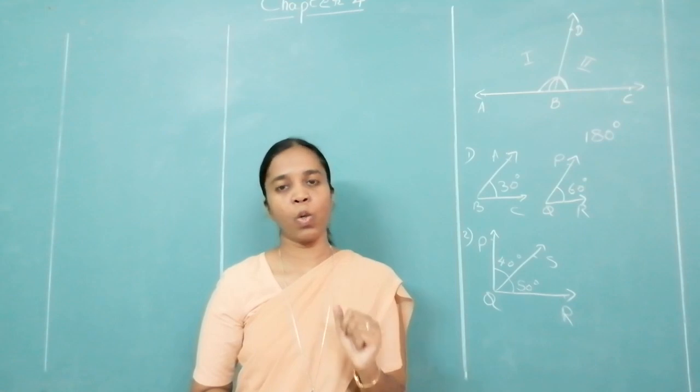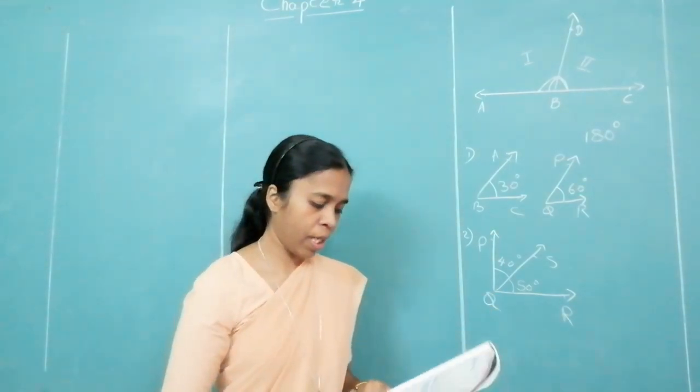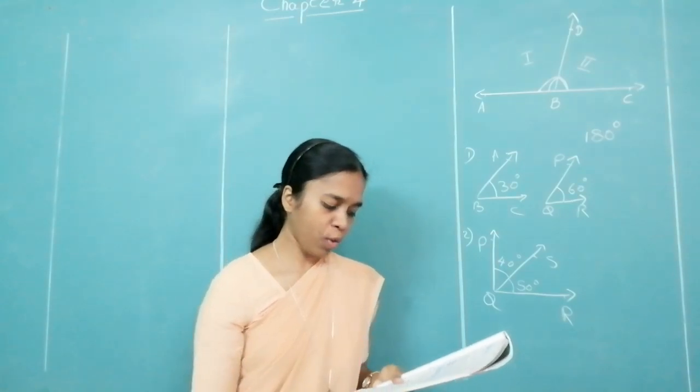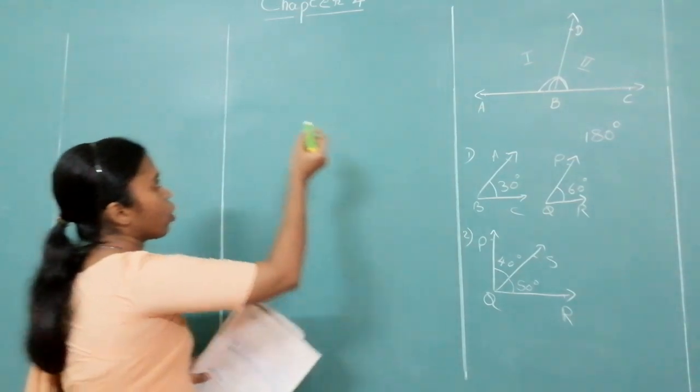A linear pair should be 180 degrees, so it cannot be. Okay, so this is an example: angles which are neither complementary nor adjacent.